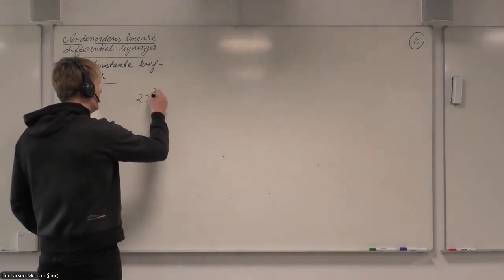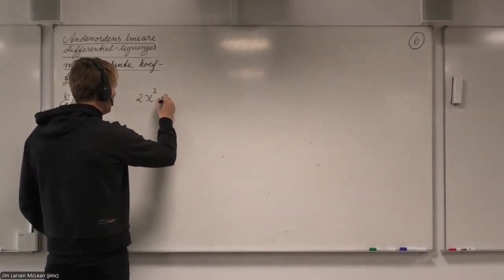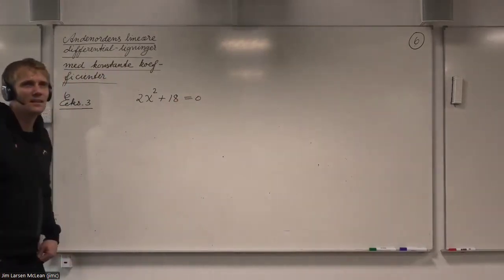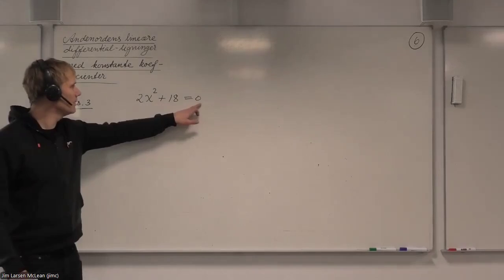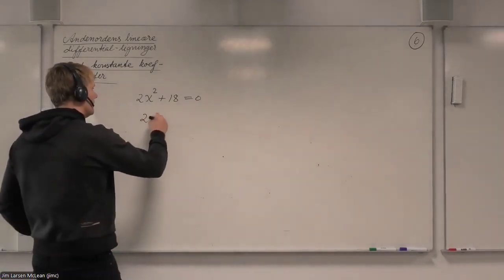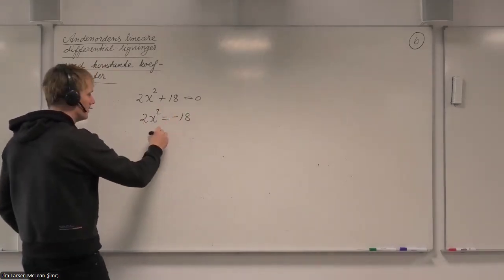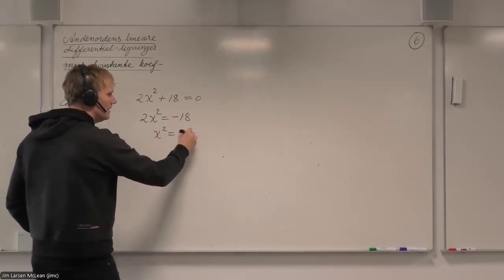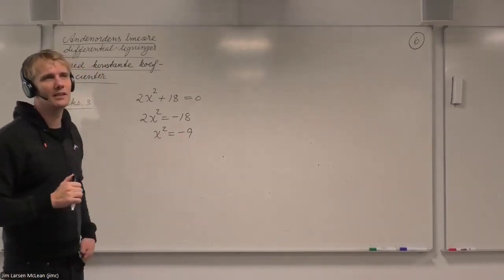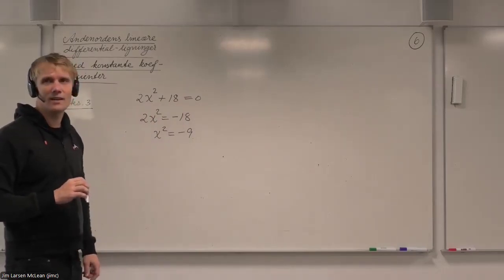2x squared plus 18 must be equal to 0. If I move 18 to the other side, then we have minus 18. So this is the solution for when it says 2x squared equals negative 18. And then I divide by 2 on both sides. So it says x squared equals negative 9. And there are no real numbers that squared give negative 9. So it must be because I have a negative square root. This quadratic equation corresponds to a negative discriminant.